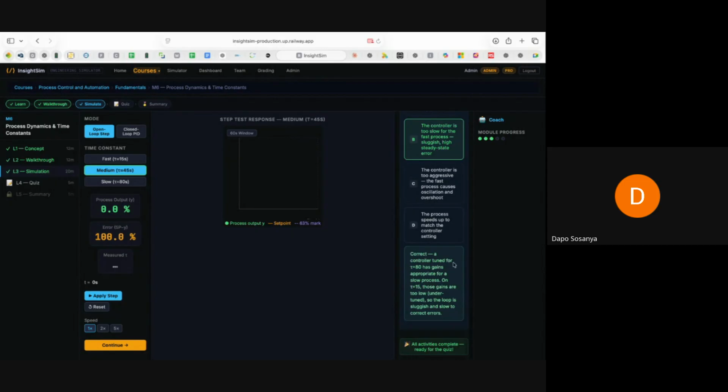A controller tuned for 80 seconds has gains appropriate for a slow process, right? On T equals 15, those gains are too low, so the loop is sluggish and slow to correct errors. So when we look at the time constant, it is an important thing to understand, especially for the kind of processes we run. There are different process categories where we can say this is a fast process or a slow process, and we know what a fast process and a slow process is, right?